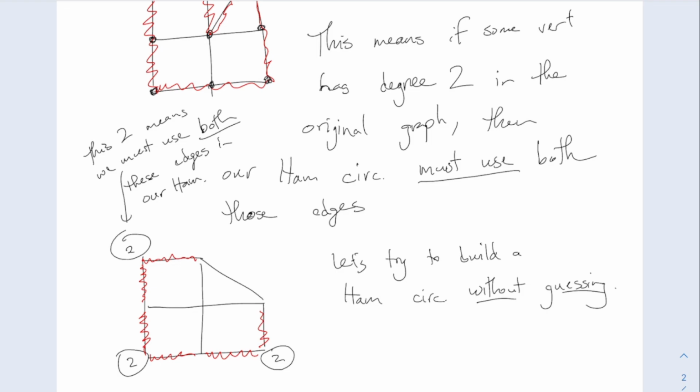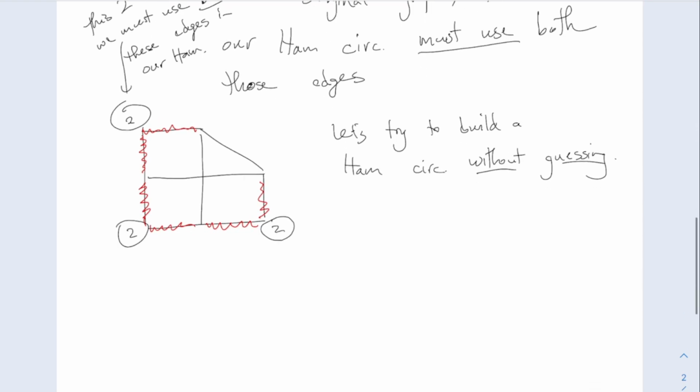So if your goal is to try to create a Hamilton circuit, here actually I would say you're almost done at this point. But this looking for degree 2 vertices tells you how to get started. Whatever Hamilton circuit I use must include all of these edges. And now it's almost completely done.